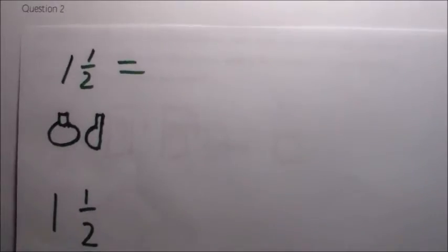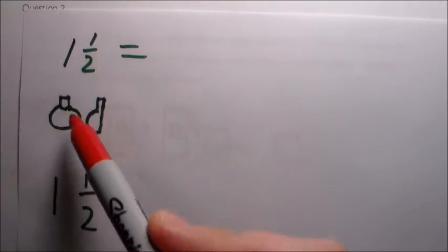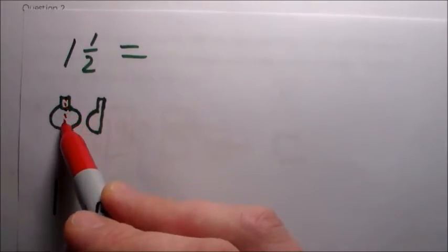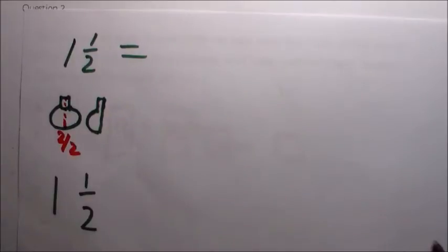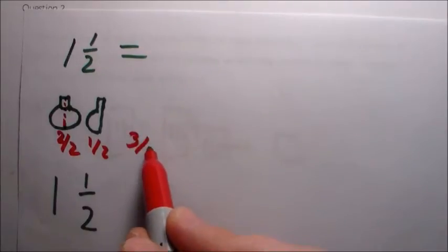First, what are we to make of 1 1/2? We are good when we have fractions. We are good when we have decimals. But when we have mixed numbers, what does that mean? You can think of it as this: you have a whole and then you have a half. So how many halves do you have? Well, you have 2 halves here and you have 1 half here. So 2 halves plus 1 half is 3 halves.